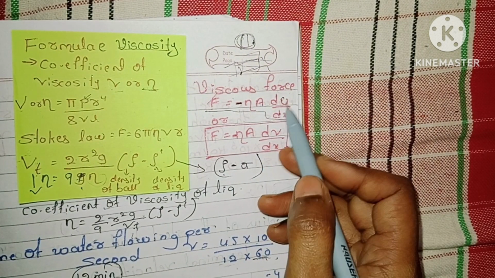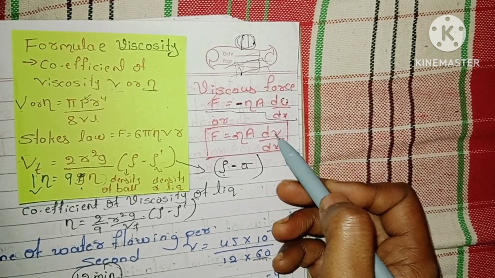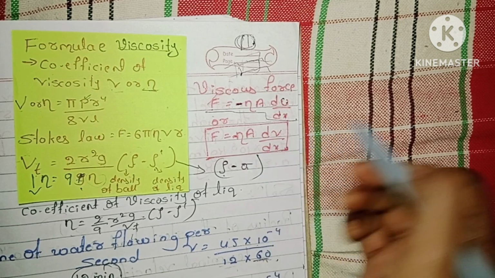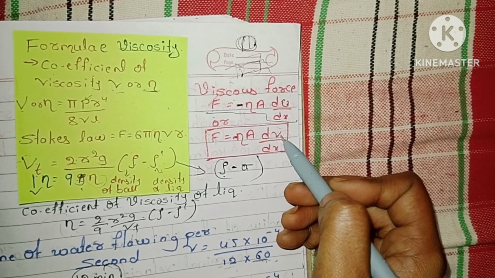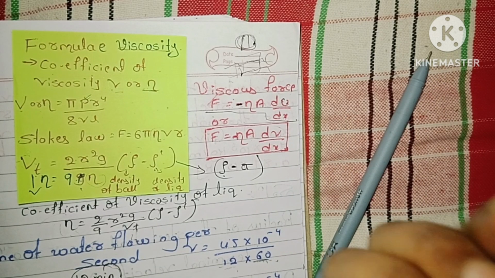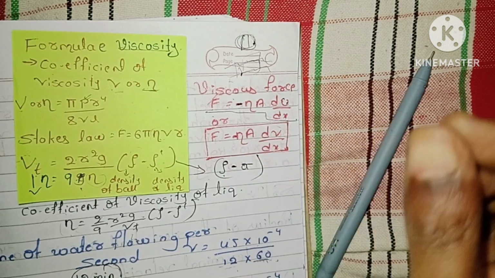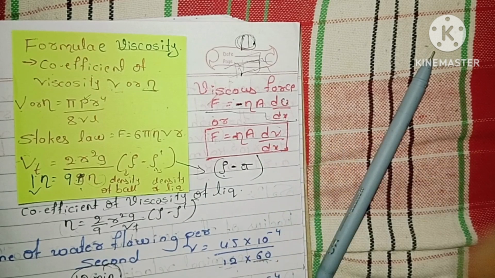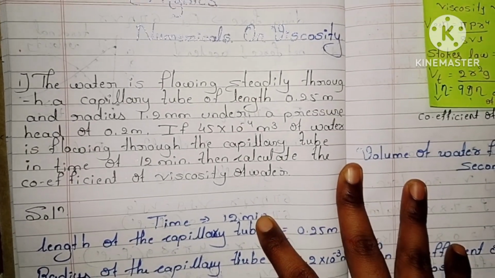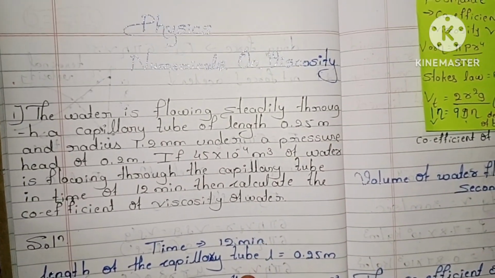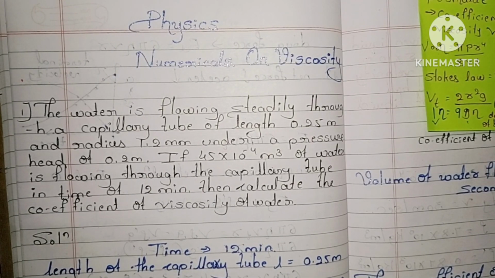If instead of u you want to take it as v, you can take F is equal to minus eta A dv by dx. So this dv is a small change in velocity, and dx is a small change in displacement. Fine. Now analyze the problem. The key points we need to understand in this problem, we'll see now how to analyze the problem.